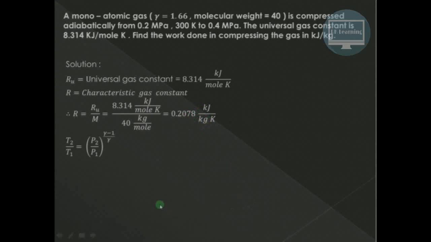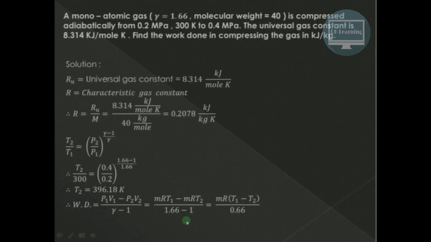Now the relation between temperature and pressure in case of adiabatic process is T2 upon T1 is equal to P2 upon P1 raised to gamma minus 1 upon gamma. So therefore T2 will be equal to... So substitute these values. Initial temperature is given as 300 Kelvin and pressures are also given. Value of gamma is 1.66. So we'll get temperature T2 equal to 396.18 Kelvin.